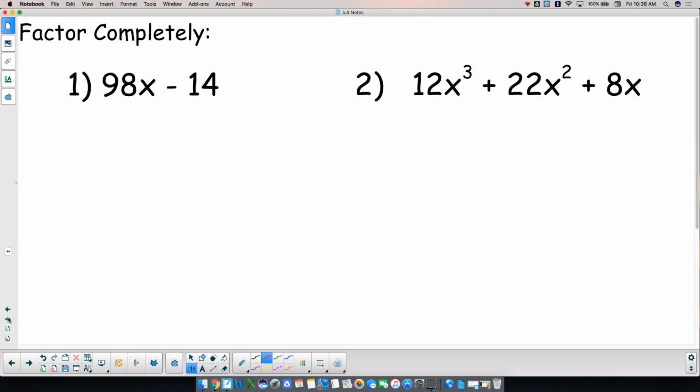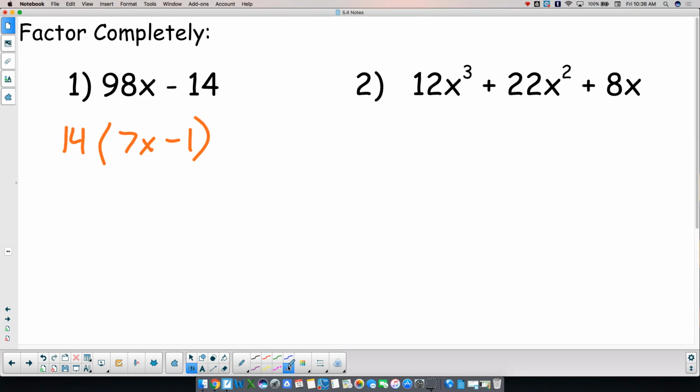Biggest number, 14 goes into 98. How many times? 7. Okay? So that means that I can factor out a 14. What's left over? 7x minus 1. And that's that, because there's nothing else that I can factor in that binomial.